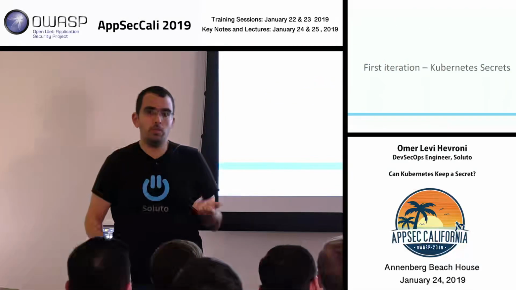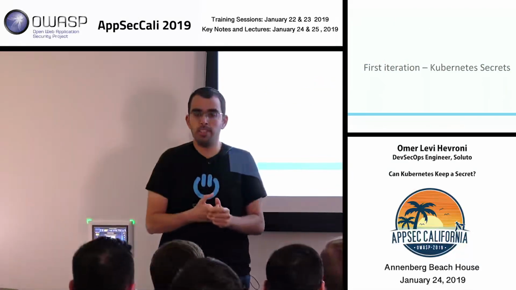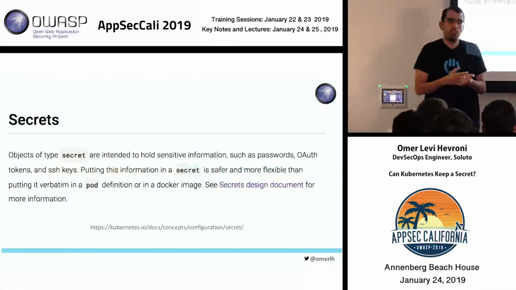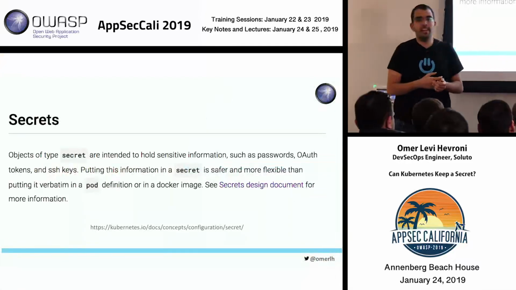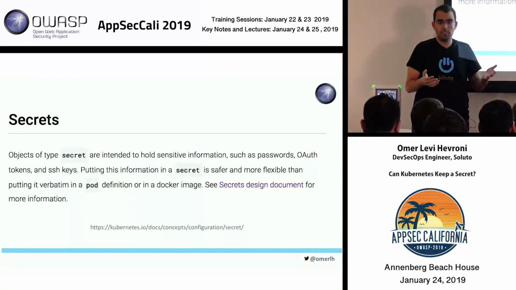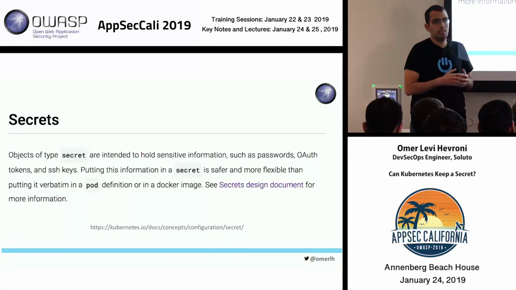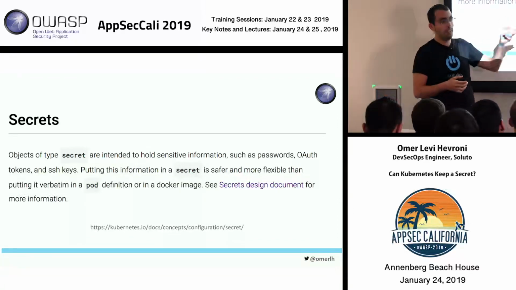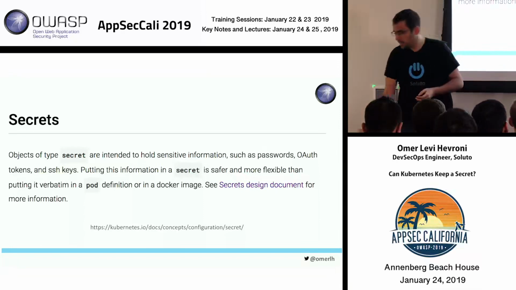So the first solution we looked at, not surprisingly, is the Kubernetes native solution. Kubernetes has a native solution for secrets called Secrets. And they put a lot of effort into creating a really good object that is intended to hold such sensitive information, like all the things I talked about before. And they even promised that it's safer and more flexible. So I guess we can trust them.